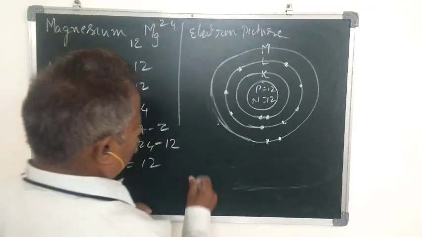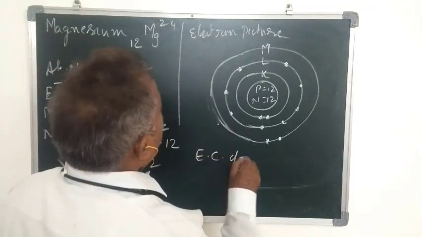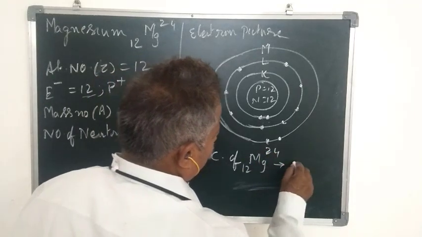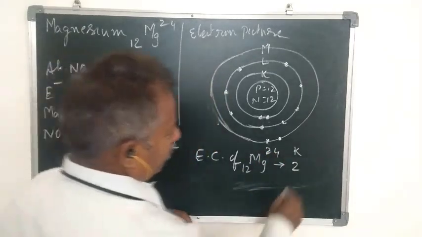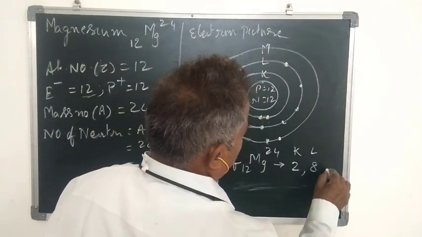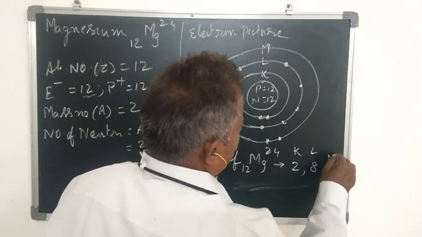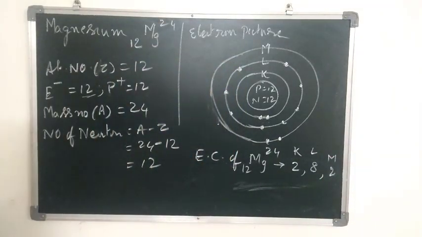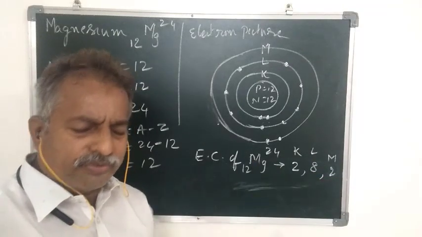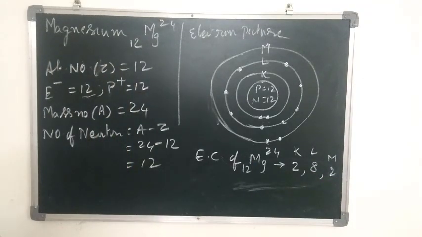So electronic configuration of magnesium: 12 electrons, 2 electrons in K shell, 8 electrons in L shell, and last 2 electrons in M shell. So electronic configuration of magnesium is 2, 8, 2. Got it? Okay. Now let us see one more example.